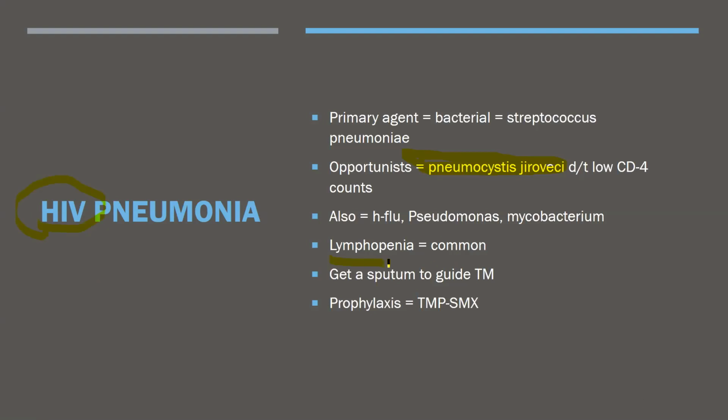All right, lymphopenia, what the heck does that mean, right? Just low lymphocyte count. You want to get a sputum to guide their treatment because these guys are at high risk of decompensating on you, and you can prophylactically cover them with trimethoprim-sulfamethoxazole, which definitely covers Pneumocystis.